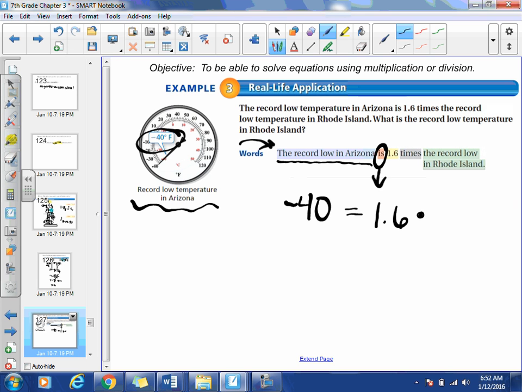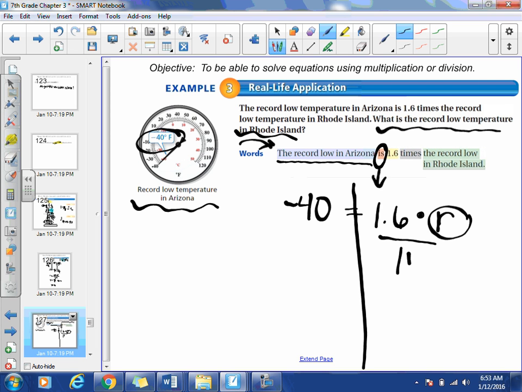All right, is. When you see is in math, that means equals, or is the same as. So we're going to do an equal sign. 1.6 times, well, that's pretty self-explanatory, the record low in Rhode Island. Do we know the record low in Rhode Island? We don't. That's our question. What is the record low in Rhode Island? So let's use a variable to represent that since we don't know it yet. Let's use R, since we're talking about Rhode Island.